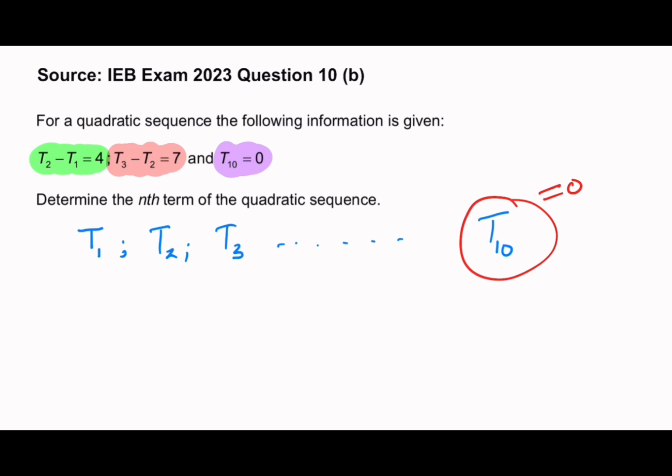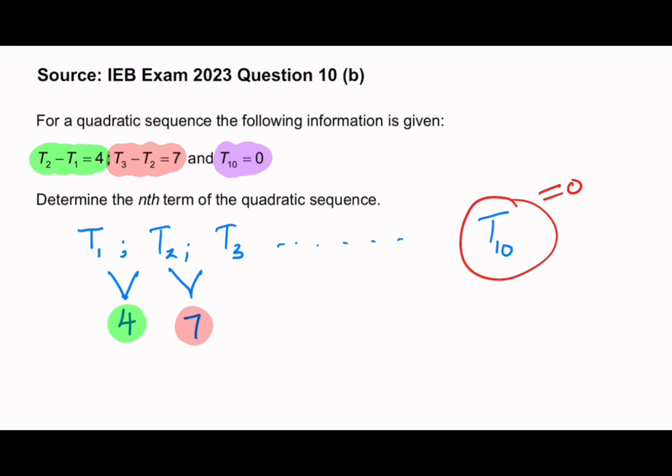So now we can find the differences here. Clearly, this has been given to us, so that's 4, from the green piece of information provided. And we are also given that this is 7, and we get this from the red piece of information up there. So we're putting it together visually so we can see it like that.